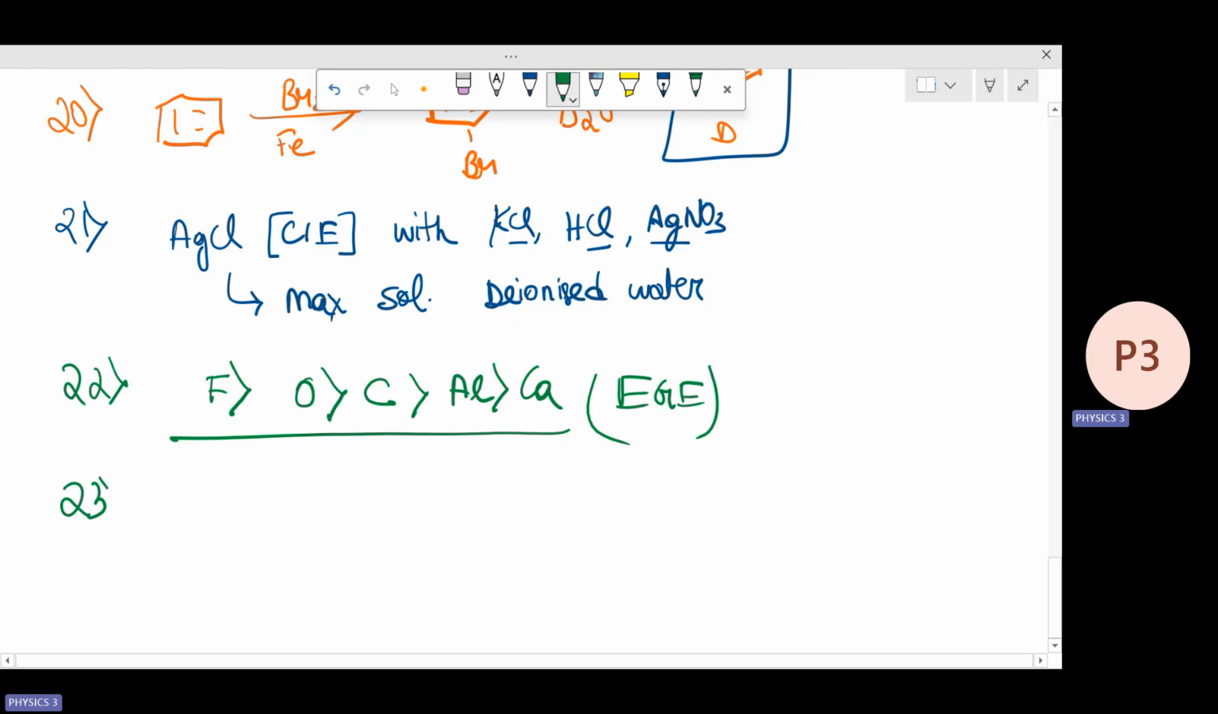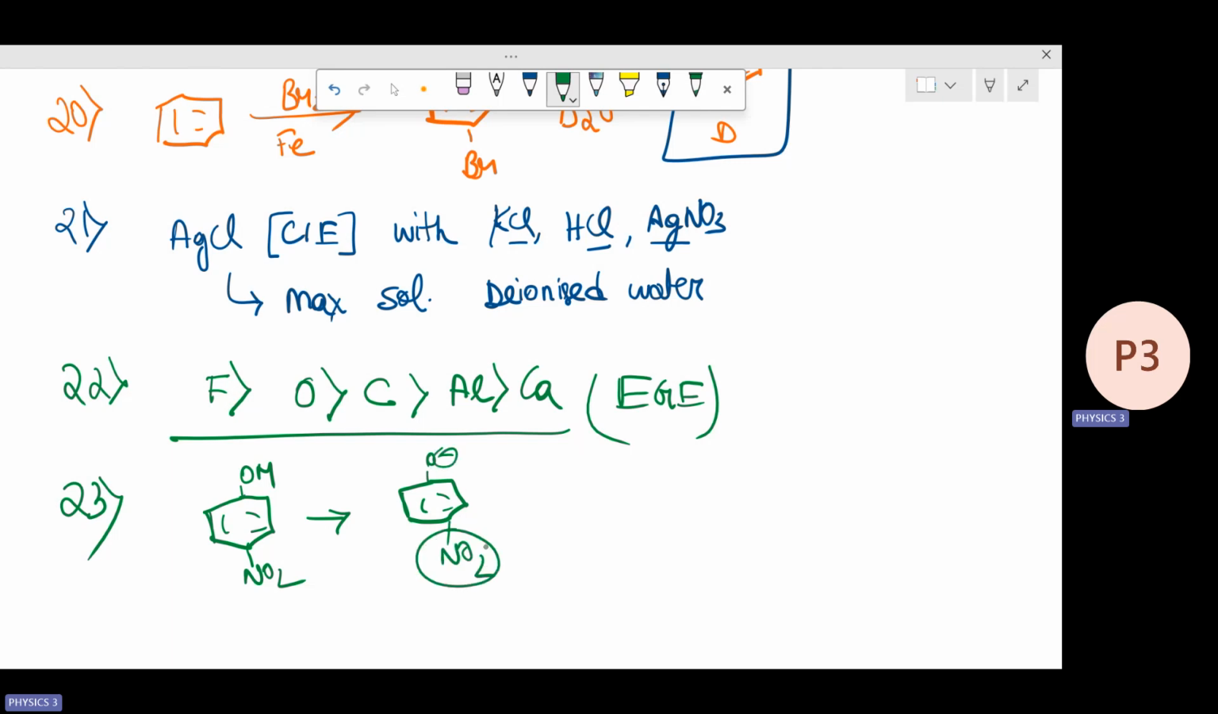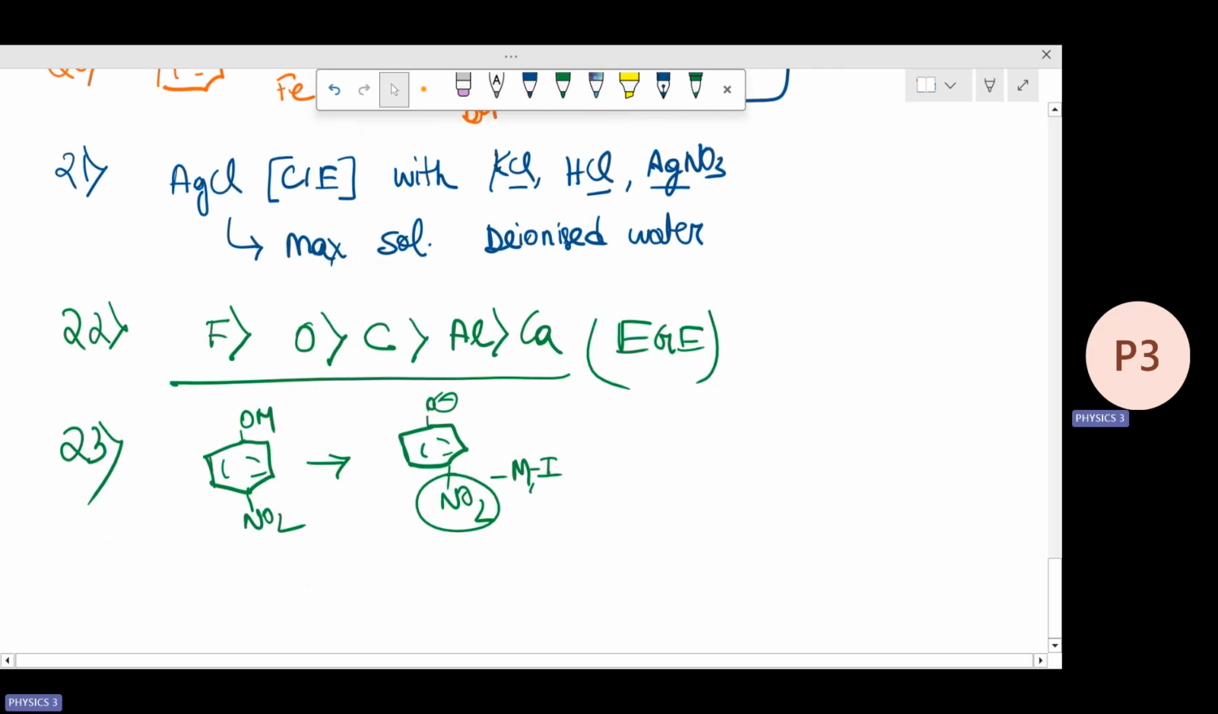Coming to question number 23, students, you see they have asked which is the strongest acid. The one that has the most stable conjugate base will be the strongest acid. If you see, O minus will be highly stable throughout the ring due to the minus M effect and minus I effect of NO2. Henceforth, this one will be the strongest acid.